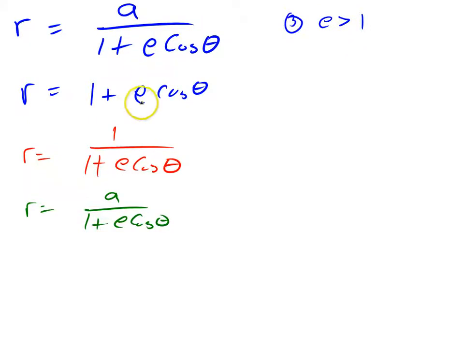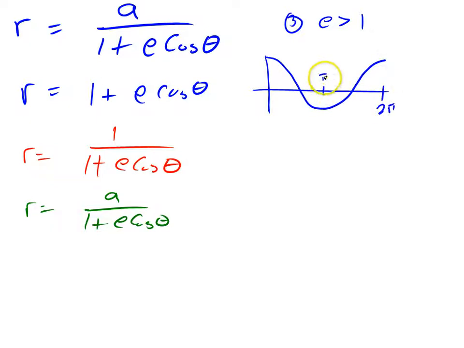So with e bigger than 1, the amplitude of this cosine curve is bigger than the vertical shift. So when I look at the graph of that thing, I've got an amplitude e cosine curve shifted up 1. So that's going to look something like this. So there's 2 pi, here's pi. So it's going to go as high as 1 plus e and as low as 1 minus e here.